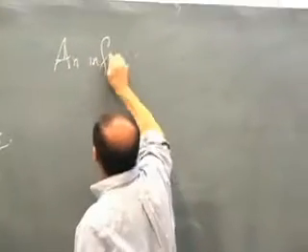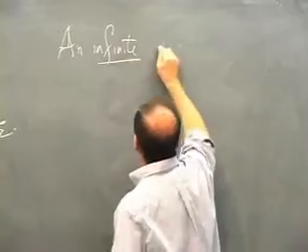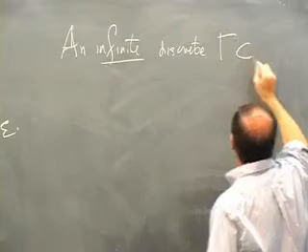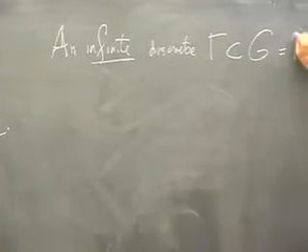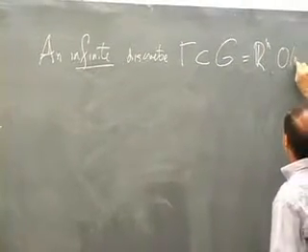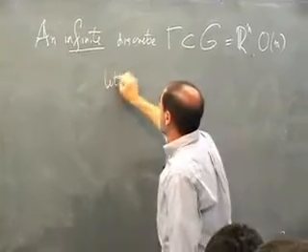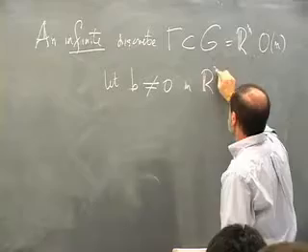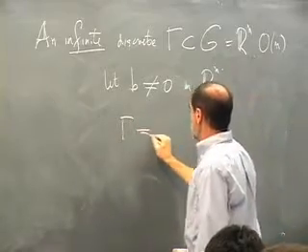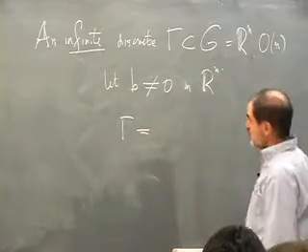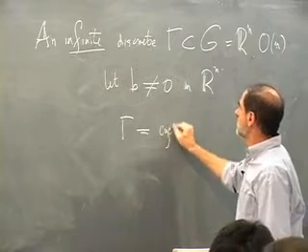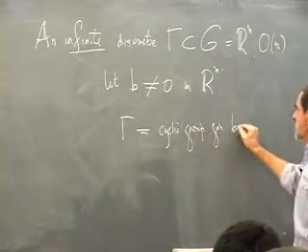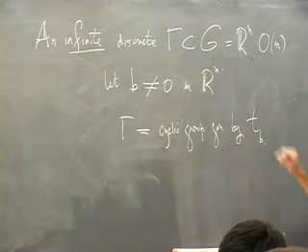An infinite discrete gamma inside of G, Rn, On. Let b be a non-zero vector. Take gamma equal to the cyclic group generated by translation by b.